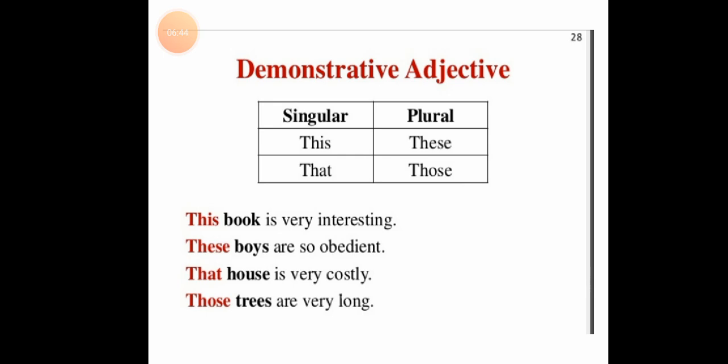When the thing is near to us and singular in number, we use this. If the thing is far from us and singular in number, we use that. If it is plural and far away, we use those. If the things are near to us and plural in number, we use these.